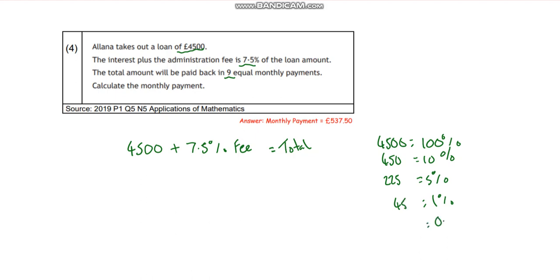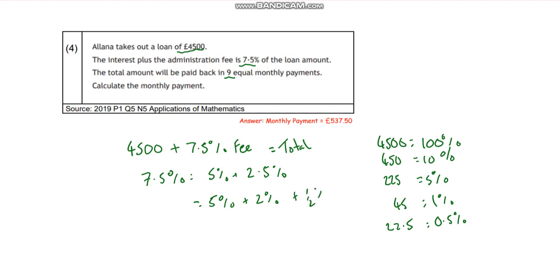And I want a 0.5% as well for this one, so that's half of 1%, so half of 45 is 22.5. And then you're saying, well, how do I make up 7.5%? Well, 7.5% is the same as 5% plus 2.5%. And I'll say, well, that's actually the same as 5% plus 2% plus the 0.5%.